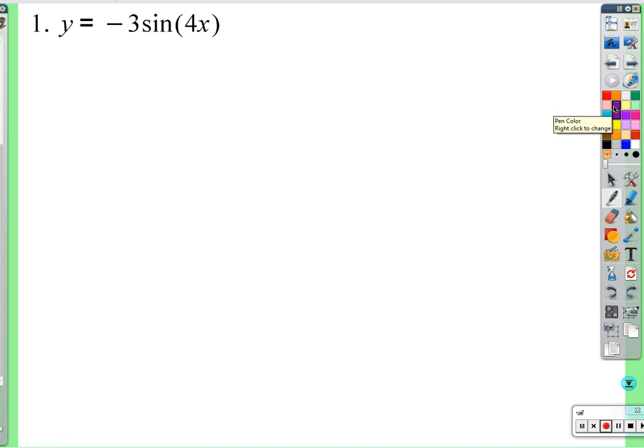All right. So obviously it's not just y equals sine of x. That would be fairly simple. What do we expect to see happen to the graph because of the negative 3? It's going to be flipped over vertically, and it's going to be 3 times as big. So the amplitude will be 3, not negative 3, but 3. Okay, and what about this guy? What's this going to change?